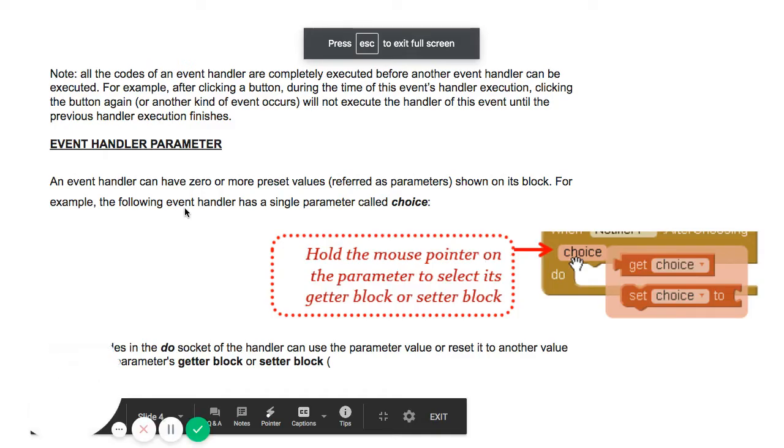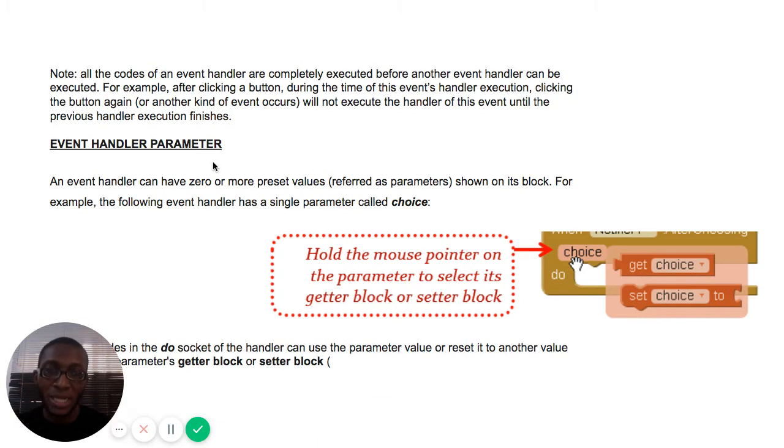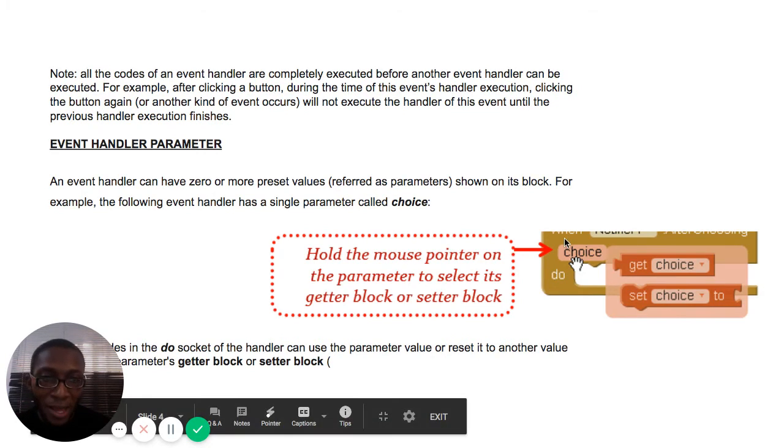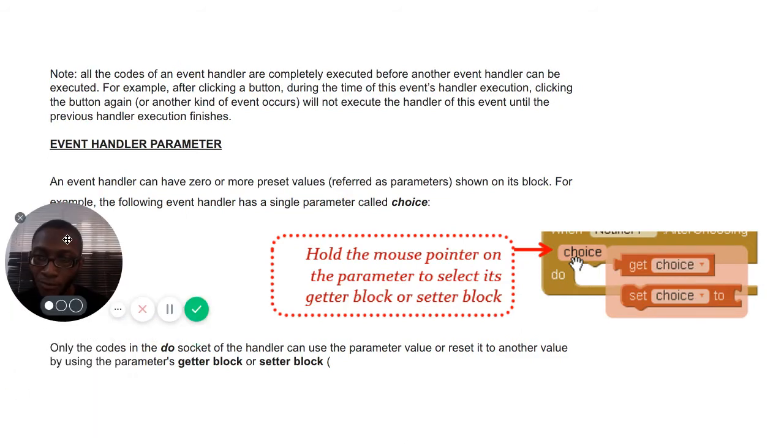So the next one is event handler parameter. I'm taking time to explain this so you understand it better. Now, this is an event handler, but this one has a parameter. Remember, I talked about parameters before. Parameters are values you can add to something. It says an event handler can have zero parameters or can have a value. Some of them don't have parameters, some have parameters. Like for this one, the parameter here is choice. Are you following? Good. Now let me go to the next thing.